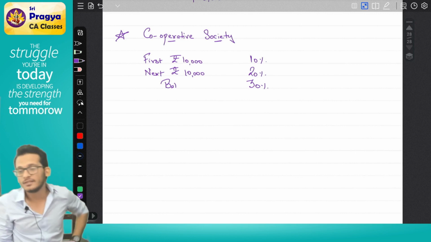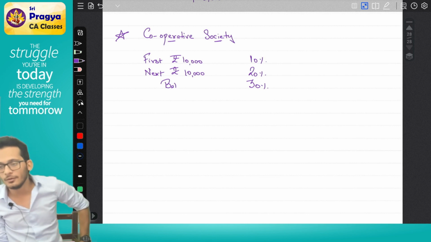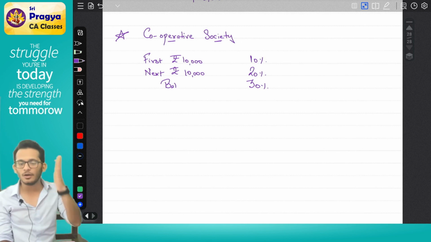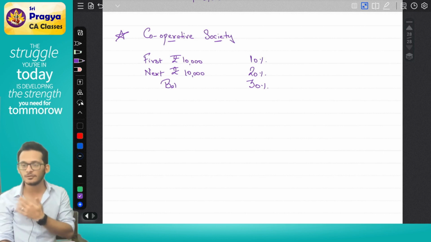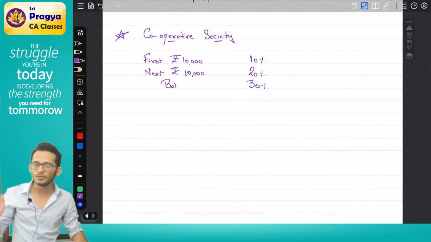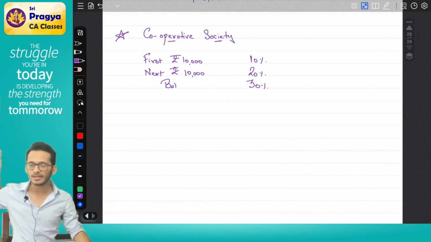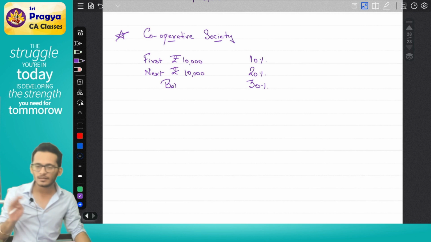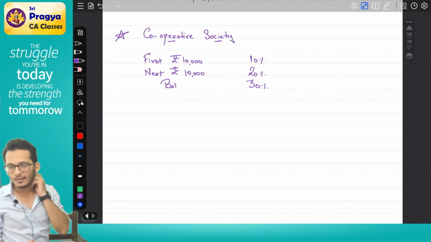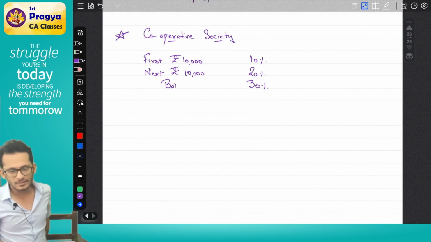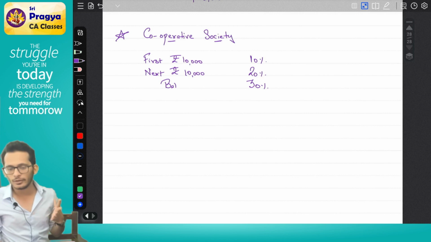So they're saying for 0 to 10,000 rupees, you pay me tax of 10%. For 10,000 to 20,000, you pay me tax of 20%. Anything beyond 20,000, you have to pay tax of 30%. Look at the slabs, it's very close. It's almost as good as saying everything is 30%. So it is a very close slab: first 10,000 at 10%, next 10,000 at 20%, balance at 30%. This is what your slabs are.